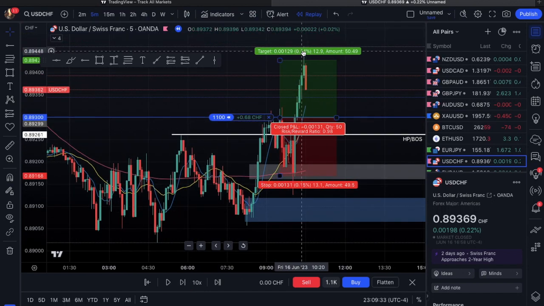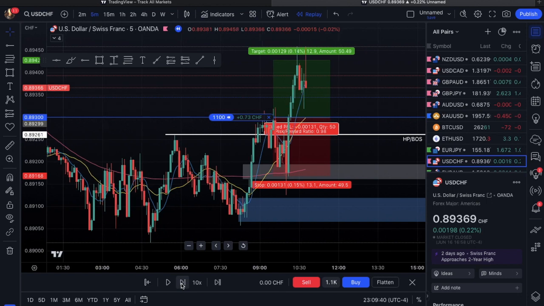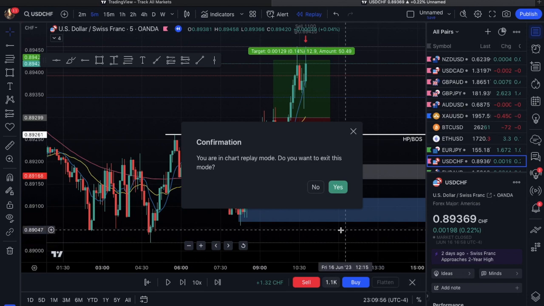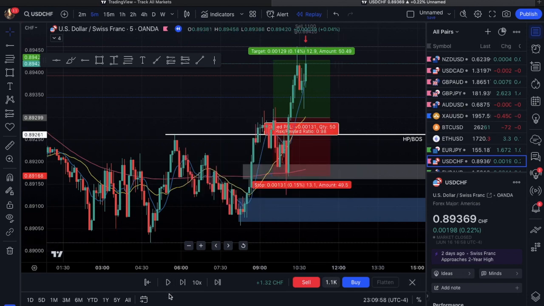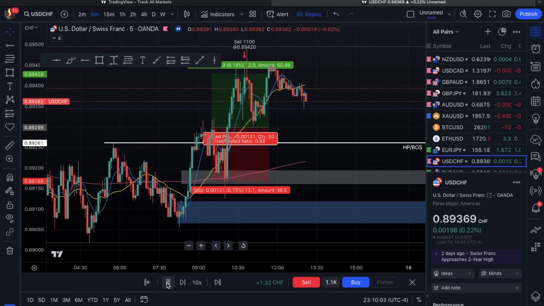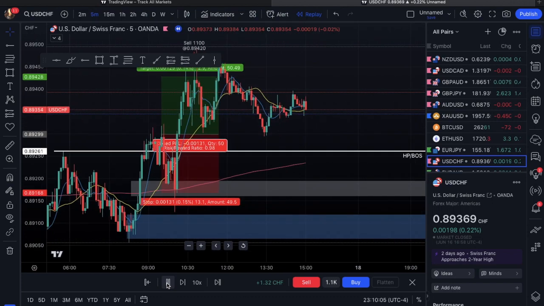And we did wick through our take profit here. Yep, so that was USDCHF this morning. And that's how we're going to see how the rest of the trade played out for the remainder of the day.